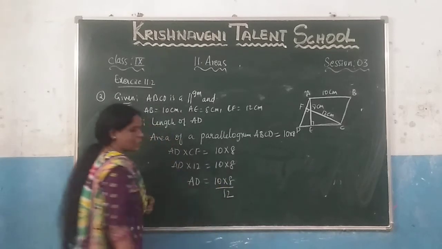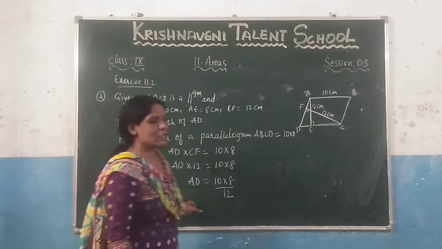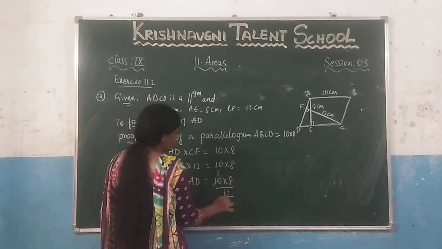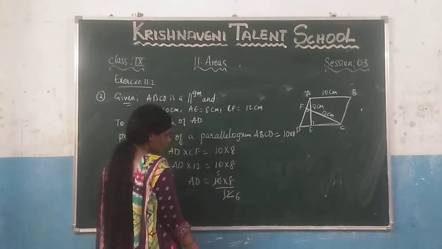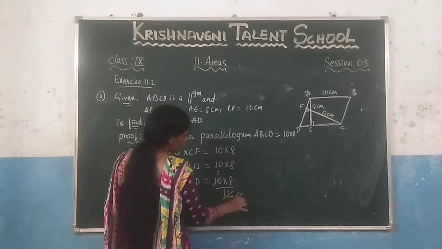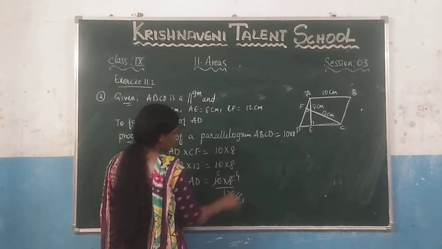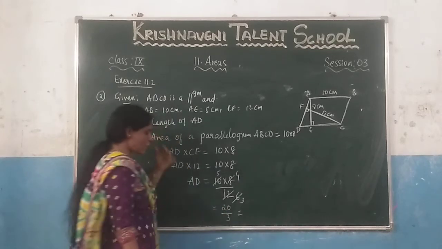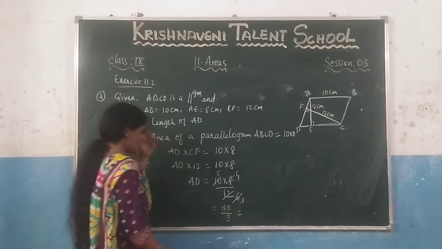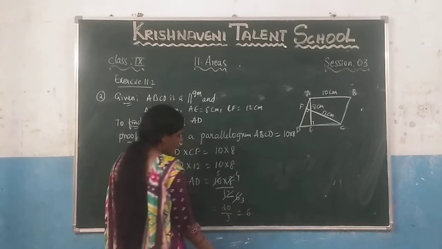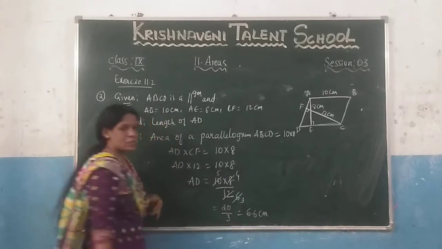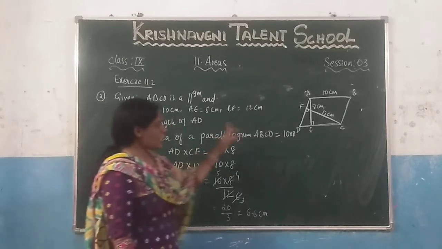If you calculate this, you will get the length of AD. So just do the simplification. 2 5s are 10, 2 6s are 12, and after that 2 3s are 6, 2 4s are 8. You will get 20 by 3. So what is the value of 20 by 3? 3 6s are 18, right? 2 will be remaining, and again 3 6. You will get 6.6 centimeters. This should be the length of AD.